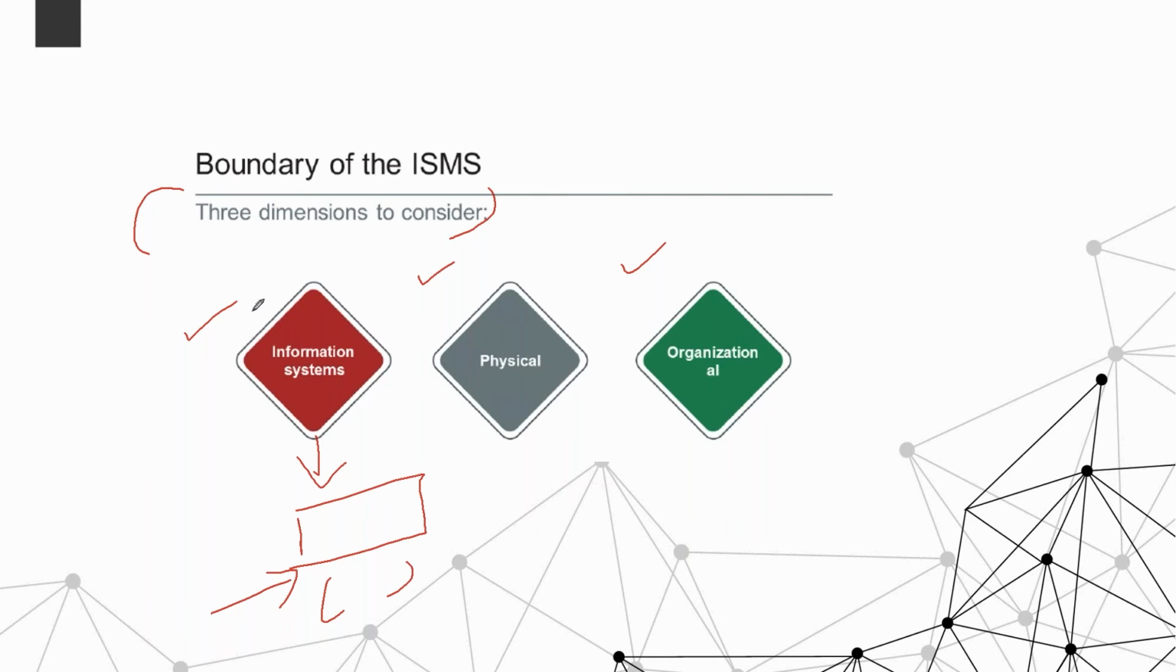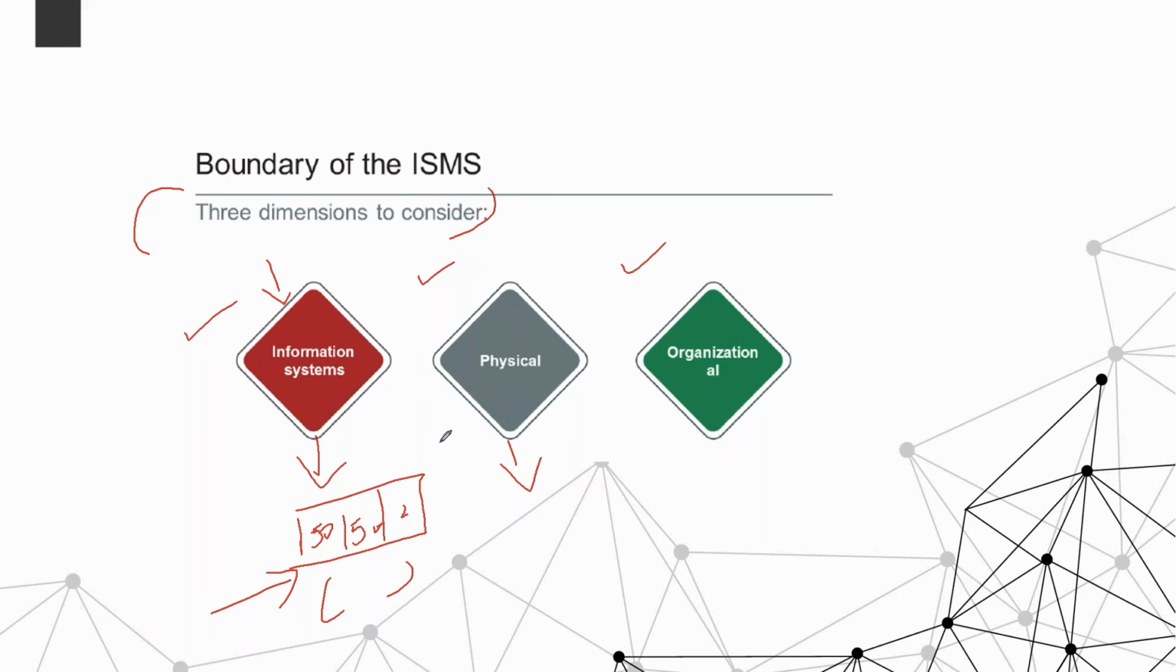So we are doing an implementation in one process. In that process, how many devices are being used? Let's suppose there are 50 devices. Along with 50 devices, there are 50 employees. Along with that, there are 2 server rooms. So this will be considered as your information system, the equipment which has been used in that particular process. Now once we have the list of it, then we go with the physical boundaries.